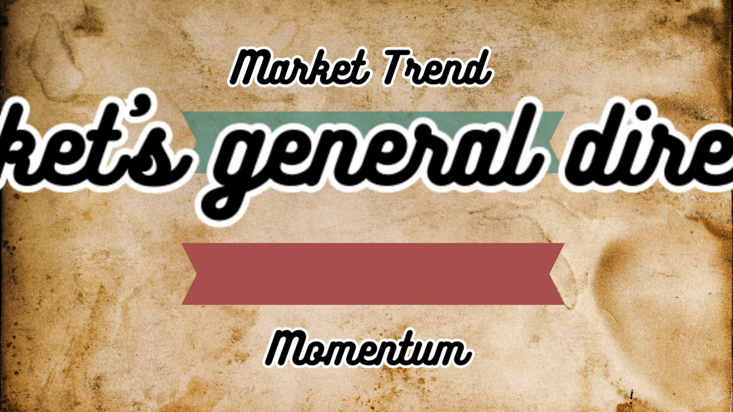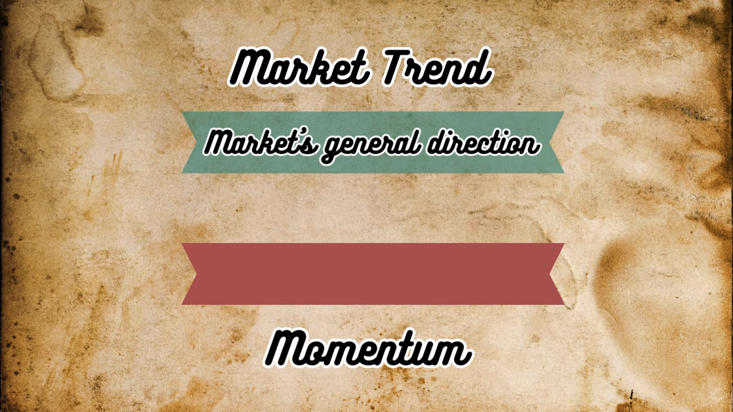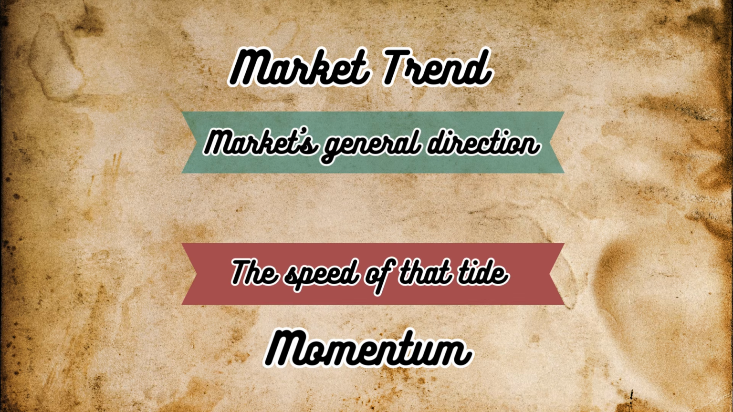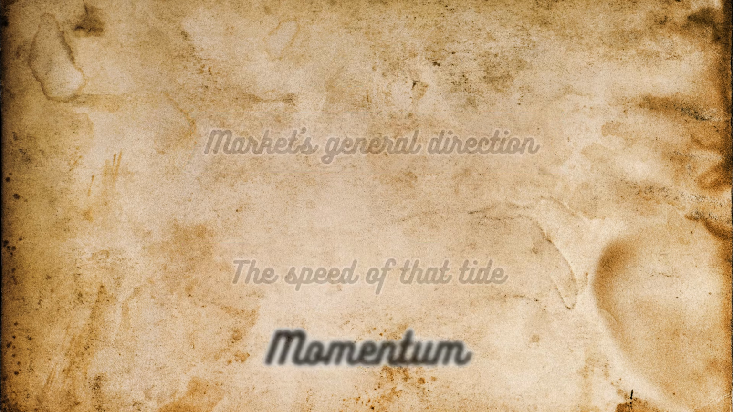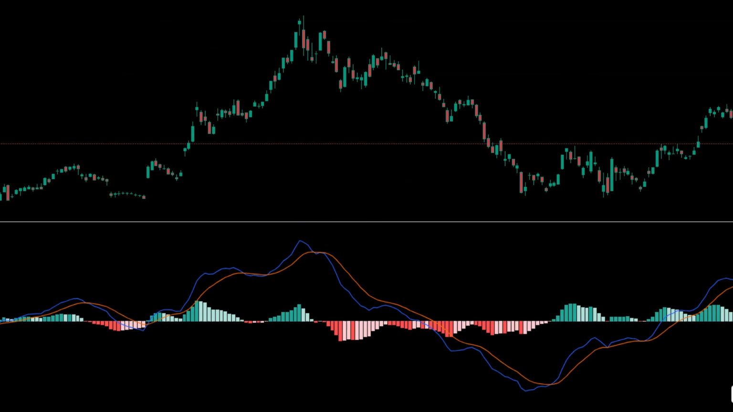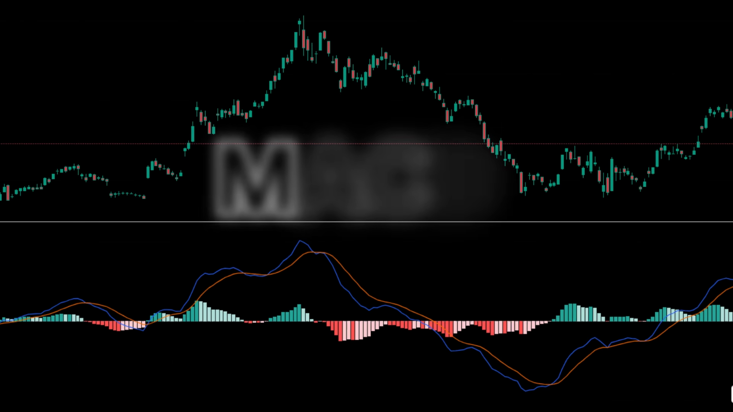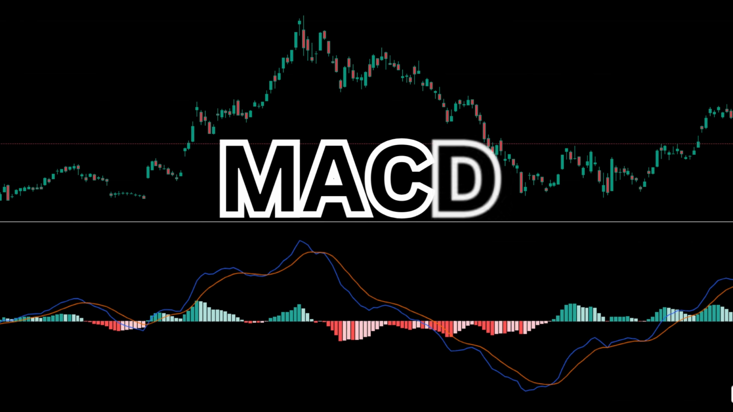The trend is the market's general direction, like the ocean's tide. Is it rising or falling? Momentum is the force or speed of that tide. Is it gaining strength or weakening? Many indicators of that era focused on one or the other, but rarely both. Appel wanted the Swiss Army knife of technical analysis, and thus the MACD was born.